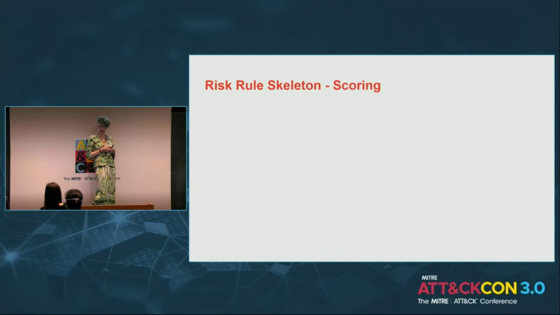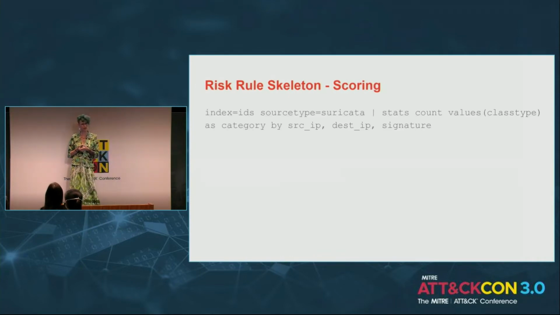So let's build our risk rule, starting with the skeleton. We're just going to look at our Suricata data to start in our IDS index. And we're just statsing basically a table of the source IP, dest IP, and signature, along with the category of the alert that came through and the signature of the alert.